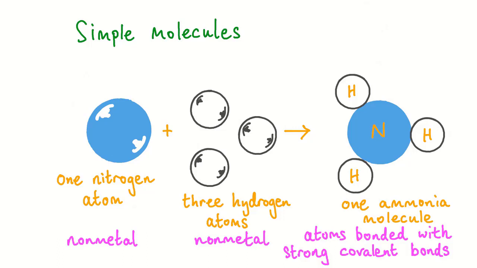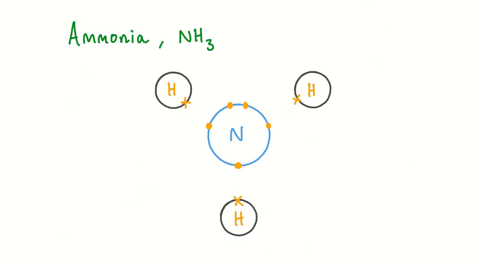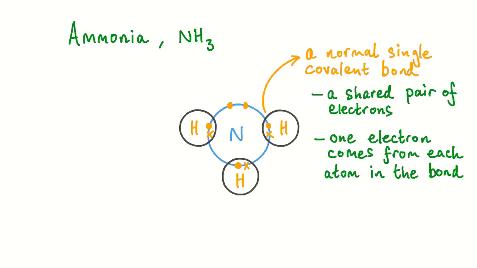Ammonia is an example of a molecule that contains strong covalent bonds. One nitrogen atom lies at the centre of the molecule and it is bonded to three hydrogen atoms. Notice that both of these elements are non-metals. In ammonia, three single covalent bonds are formed. Each bond is a normal single covalent bond. A covalent bond, remember, is a shared pair of electrons. In a normal single covalent bond, one electron comes from each atom in the bond.